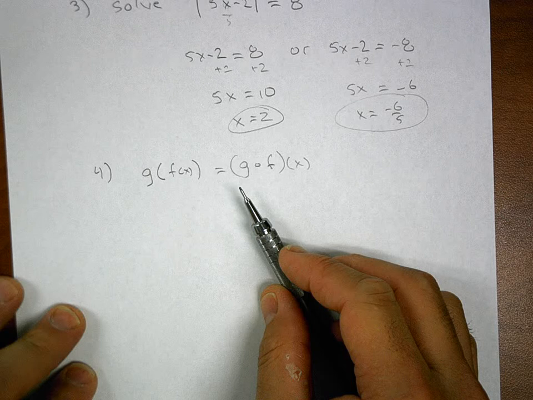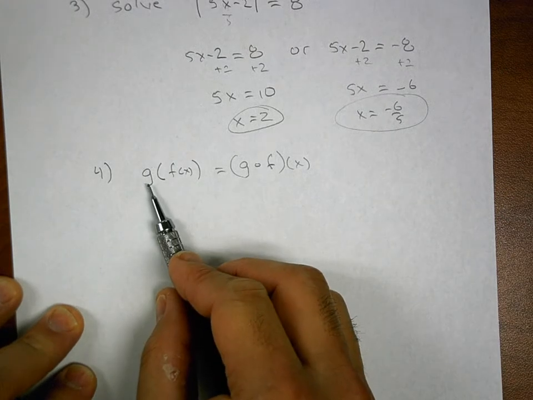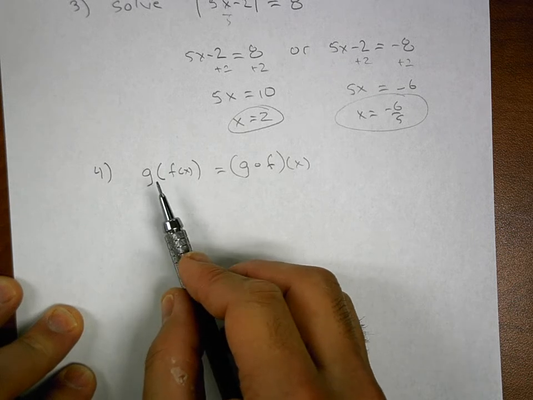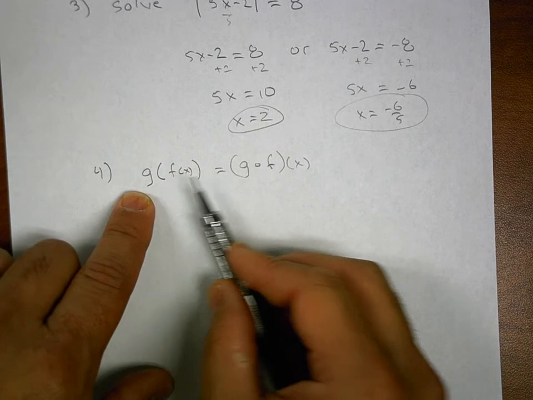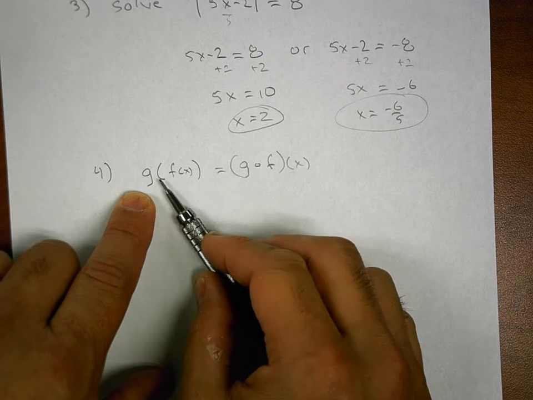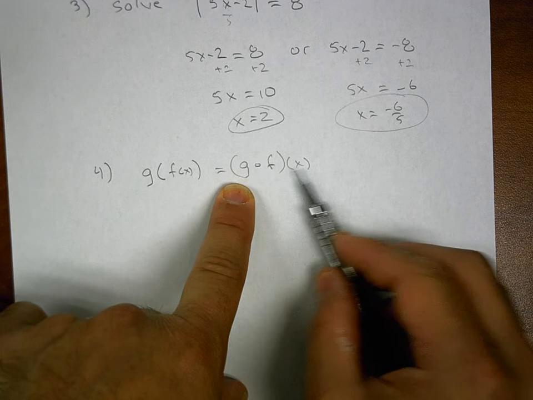Just know that the main function is this g, the number outside, on the left. So g is the main function. And as you're doing this, remember you always plug into the main function, not the other way around. So same here, g of f of x, g is the main function.